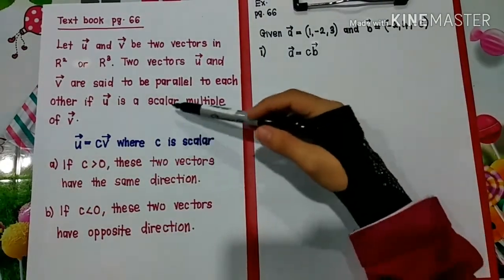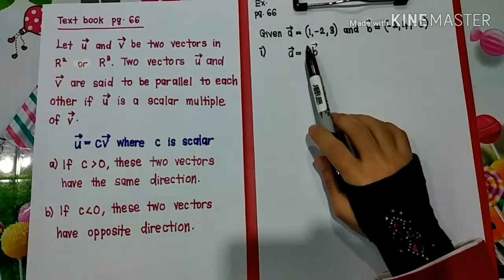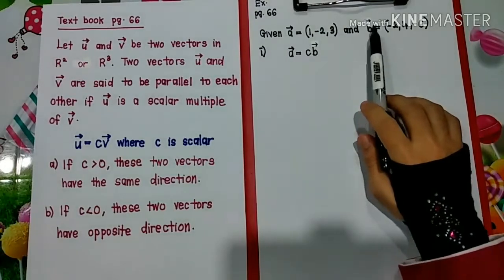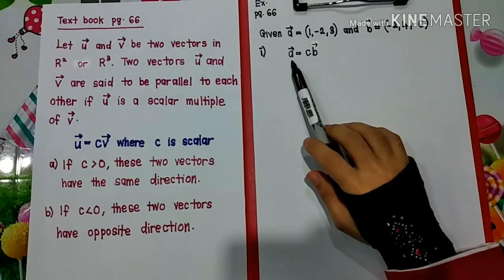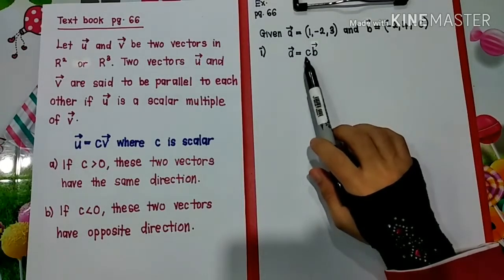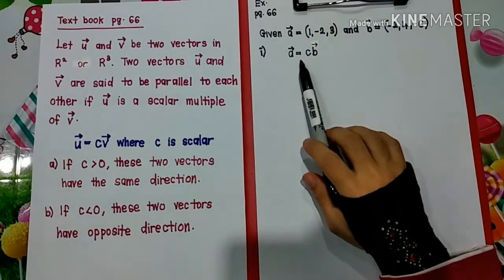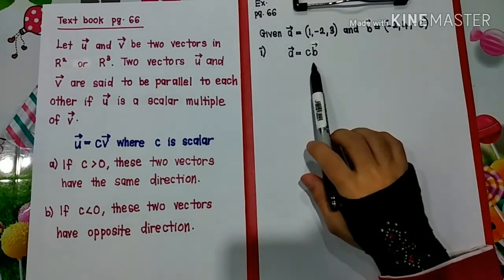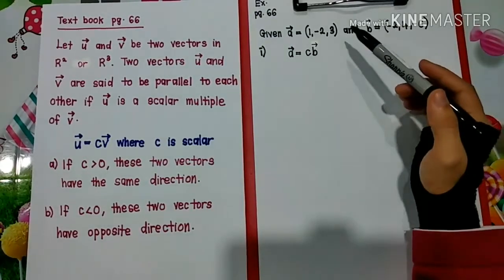Based on the information we have, we try to solve this one. Are a and b parallel or not? We start from this one. Is a equal to cb? We need to find such c so that a is a scalar multiple of b. If a is a scalar multiple of b, we can say that a and b are parallel.